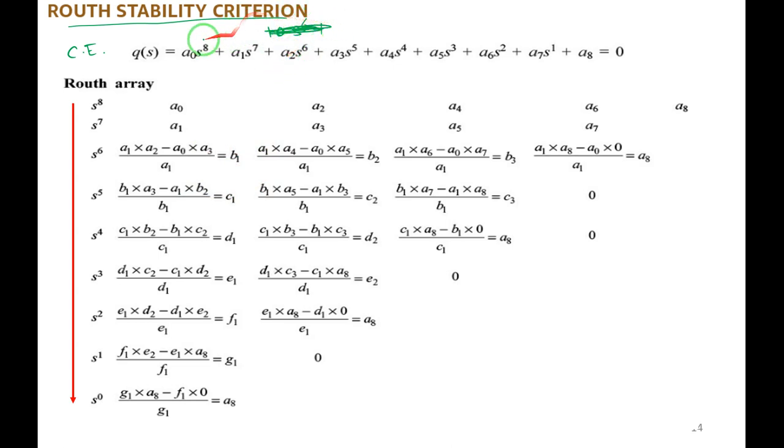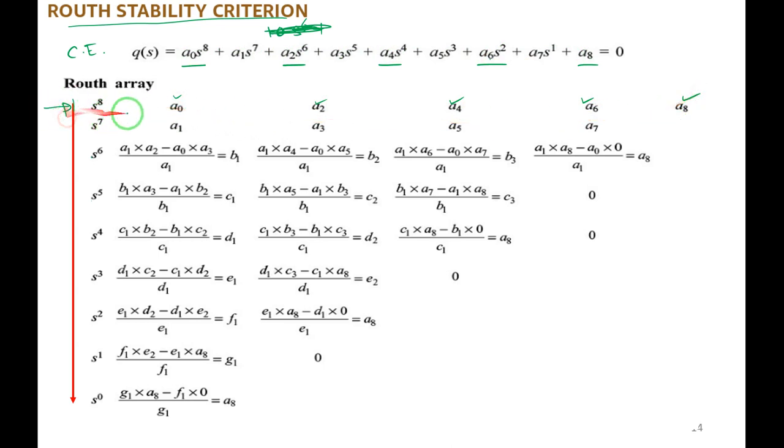First, list out the powers of s from s power 8 vertically: s power 8, s power 7, s power 6, 5, 4, 3, 2, s power 1, s power 0. Then next, the odd term coefficients: the first term, third term, fifth term, seventh term, ninth term. The coefficients are a0, a2, a4, a6, a8. The odd term coefficients we have filled here.